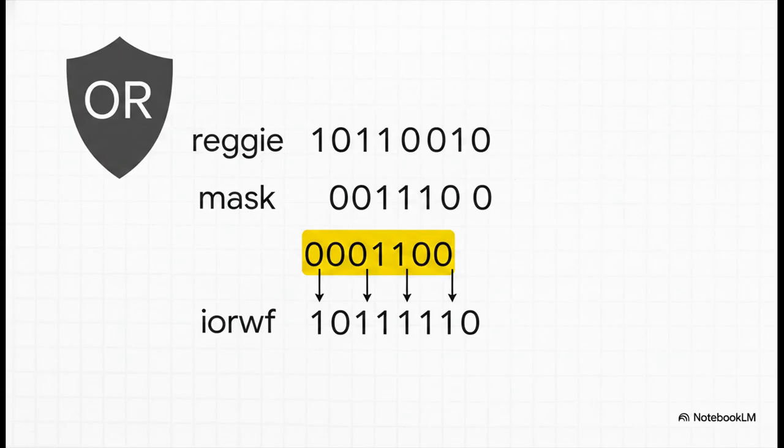Now, let's see how this applies to the opposite approach. Suppose we want to force bits 2, 3, and 4 in a register named Reggie to become 1s. We use an inclusive OR operation. This time, our mask is 00011100. The logic rule for ORs states that anything ORed with a 1 becomes a 1, and anything ORed with a 0 remains unchanged. So, by executing IORWF Reggie, 1, we instantly force those 3 middle bits high, beautifully modifying the Reggie register in one shot.